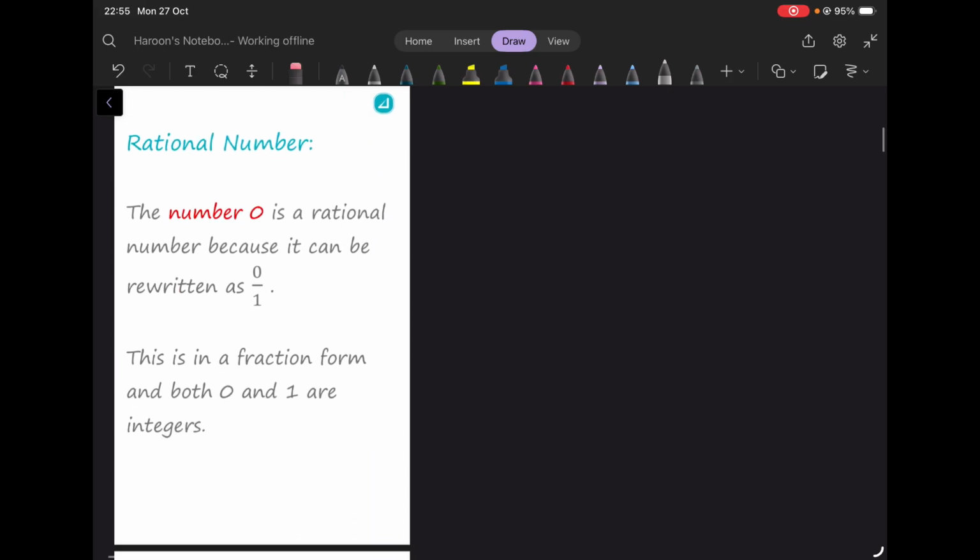Next, the number 0 is rational as well. I specified the denominator can't be 0, but the numerator can be 0. So if we have 0, we can write 0 divided by 1. It would still be 0. So this number 0 is also a rational number.